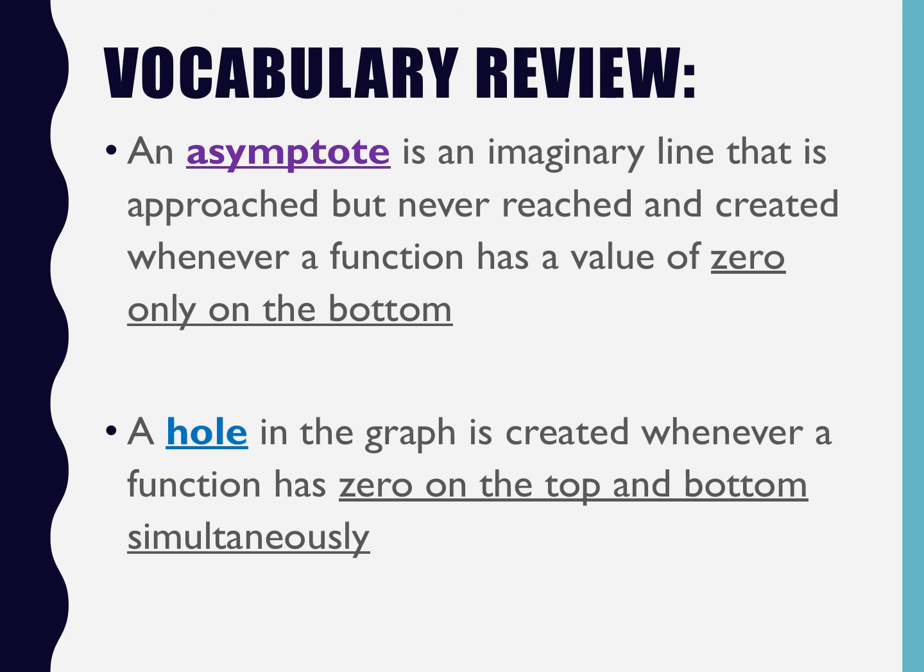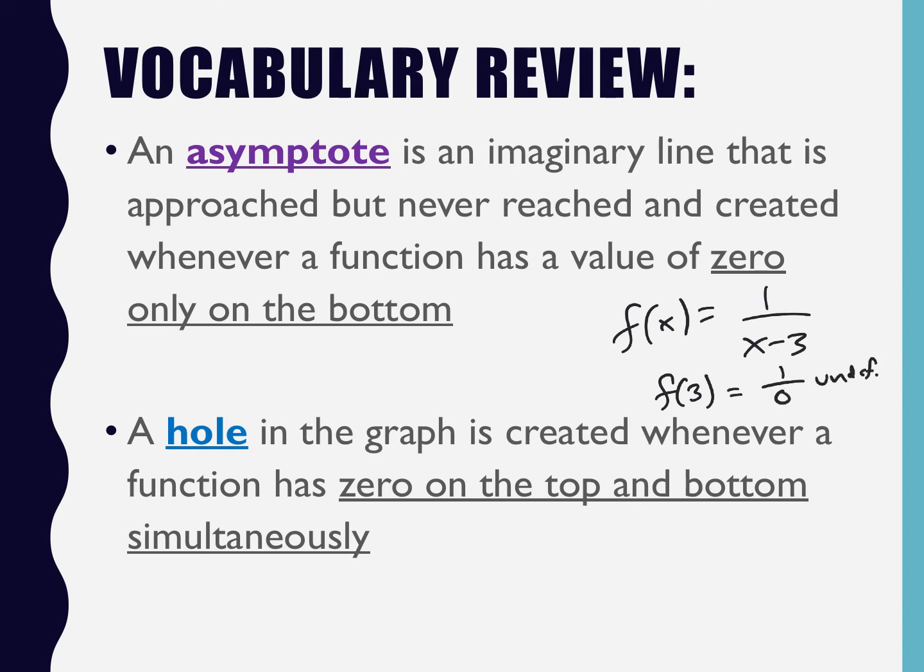So the first couple things we're going to go over are some vocabulary words: what's called an asymptote and a hole in a graph. Essentially, an asymptote is an imaginary line that a function approaches but never reaches, and it's created when a function has a value of 0 in the denominator. So if you ever divide by 0, say f of x equals 1 over x minus 3, and you sub in f of 3, obviously we get 1 over 0, which is undefined.